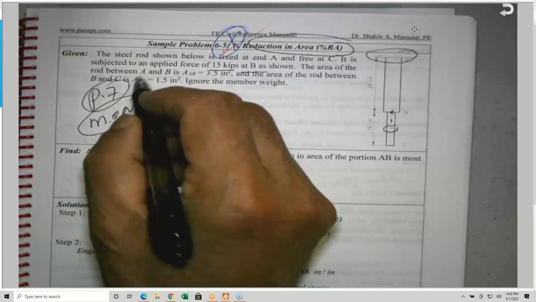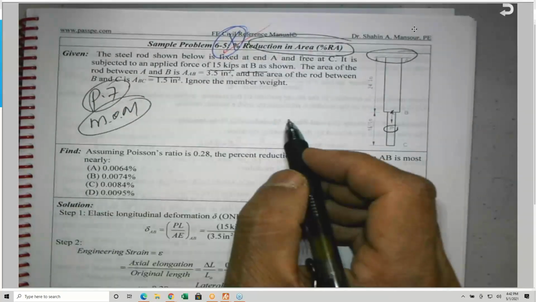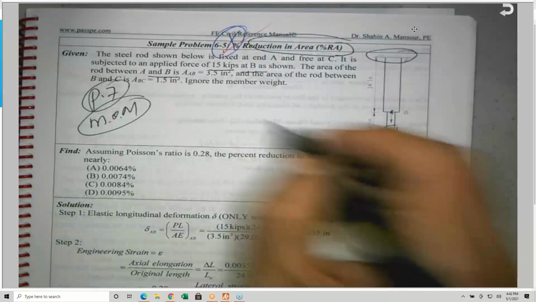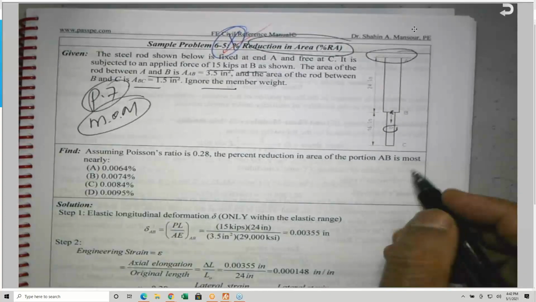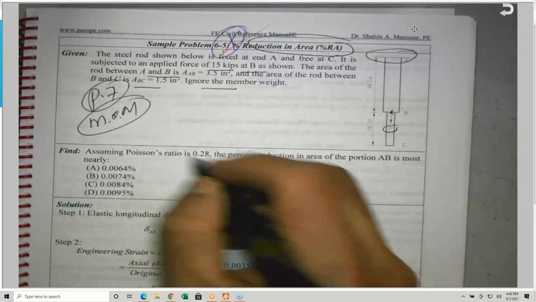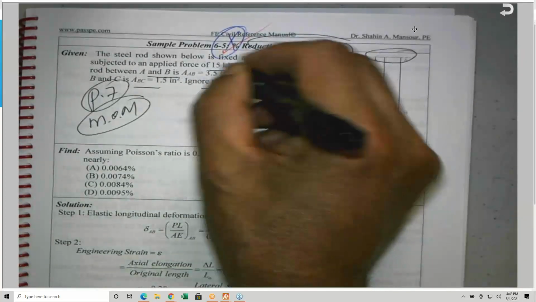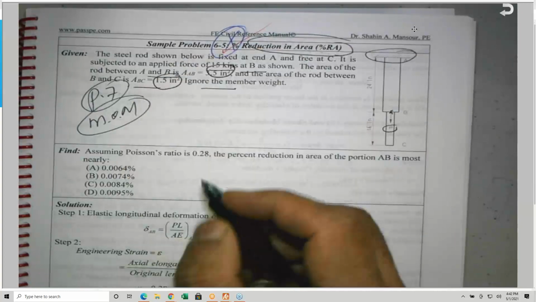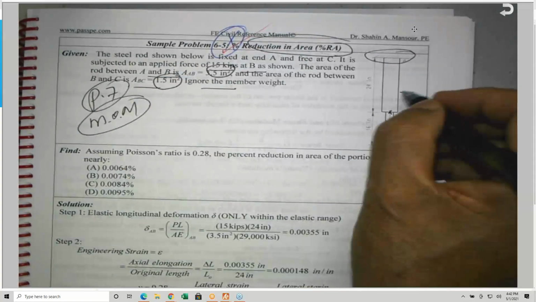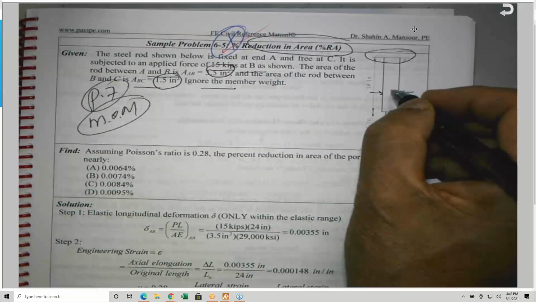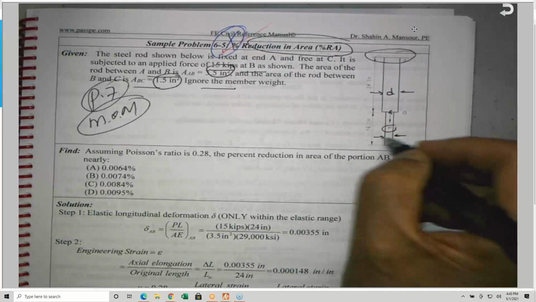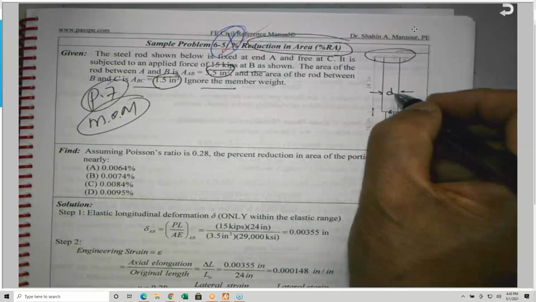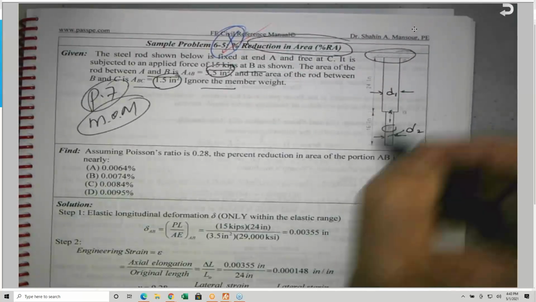The area of AB is given, and the area of BC is given also. So he gave you the cross-sectional area directly. Sometimes they give you the diameter, by the way, or the radius. So this is D1 and D2, for example.